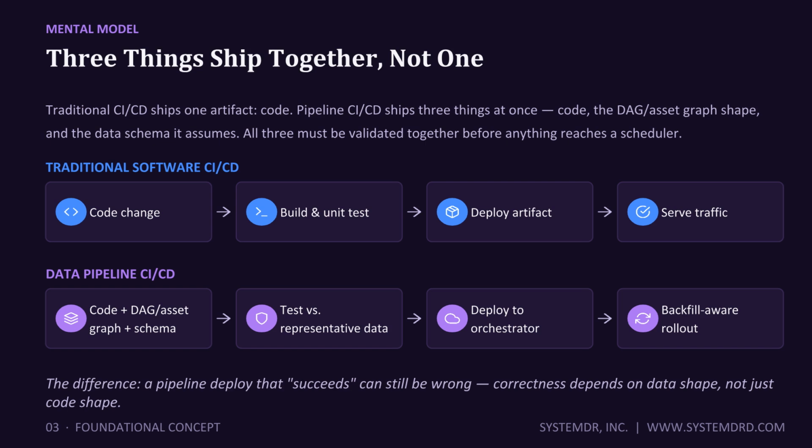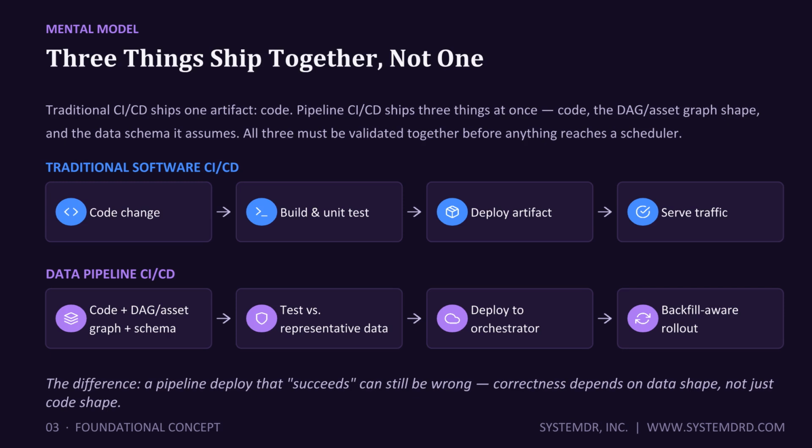Data pipeline CI/CD ships 3 things at once. Code, yes, but also the shape of the DAG, or asset graph, and the schema of the data it reads and writes. All 3 have to be validated together before anything reaches a scheduler. Testing has to happen against data that actually looks like production, not just synthetic fixtures, because most pipeline bugs are data shape bugs. Nulls, type drift, unexpected cardinality that a plain unit test won't catch.